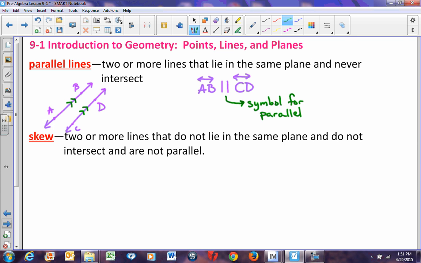Skew is kind of hard to explain. Skew lines are two or more lines that do not lie in the same plane and do not intersect, but are also not parallel.